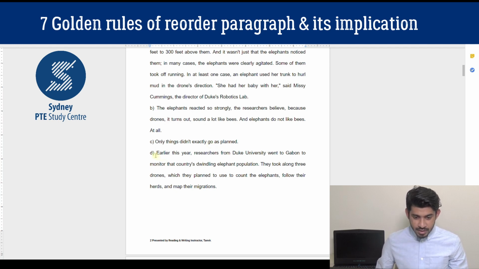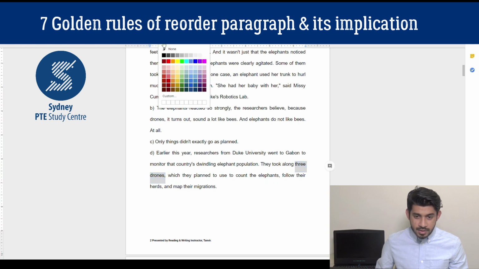Number D says earlier this year. Look at this phrase, earlier this year. So it's the earliest event, so that comes first. What happened in that year is somebody came to monitor the elephants. They took along 3 drones with them. So this is my first sentence. You can see 3 drones. And this is the earliest event.